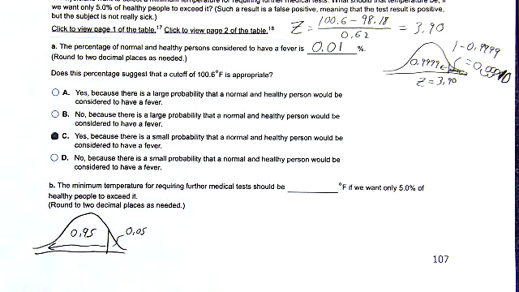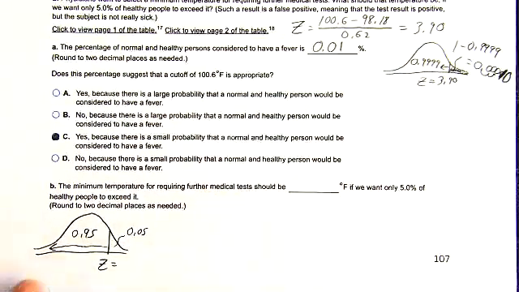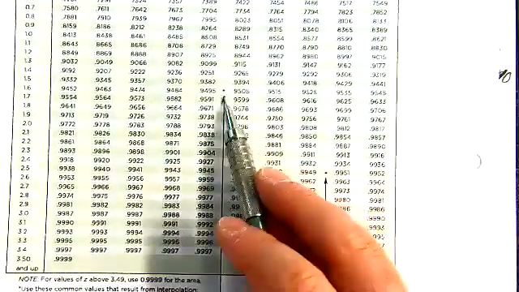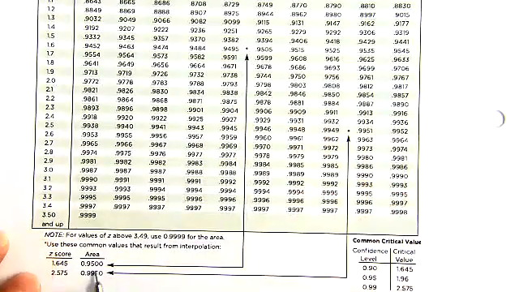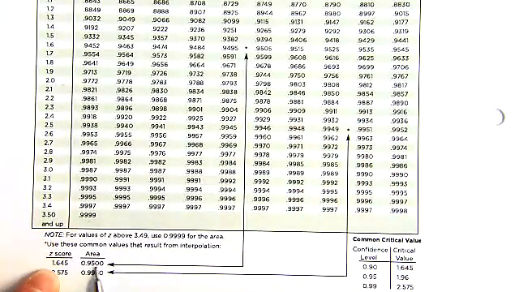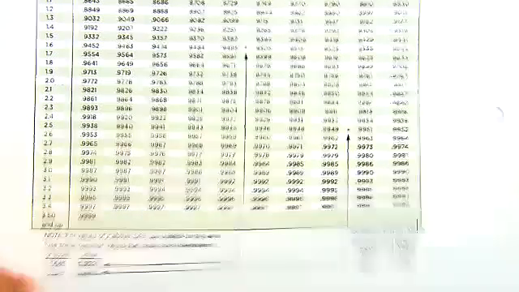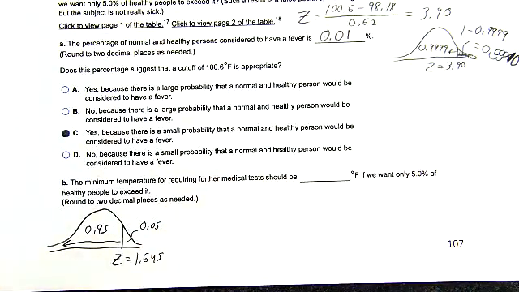And so now we look up this z-score associated with 0.95 to the left of it. And we would get, that's actually a special one. It's got a little asterisk here. So the area for exactly 0.95 has a z-score of 1.645. This is a special z-score. We'll see this again in later sections.